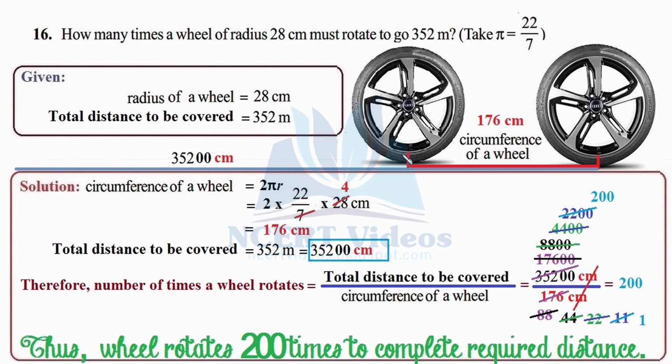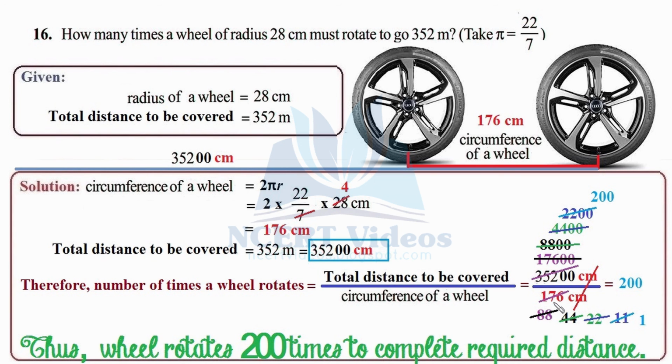So by now, the tire has completed one complete rotation because this point is coming back to this point. Now we have to find how many rotations it will take to complete this much total distance. So we will divide it, simple. Therefore, number of times a wheel rotates will be total distance to be traveled, that is 35,200 centimeter, over circumference of the wheel, that is the distance traveled in one rotation, that is 176 centimeter. Centimeter cancel out. We can do it here itself.